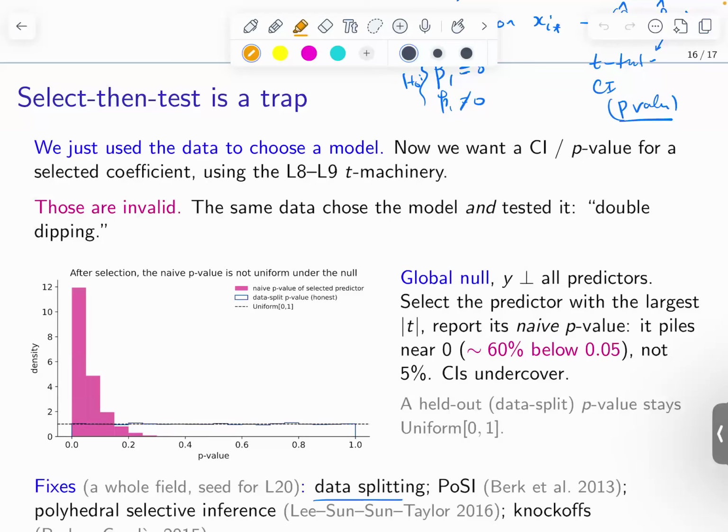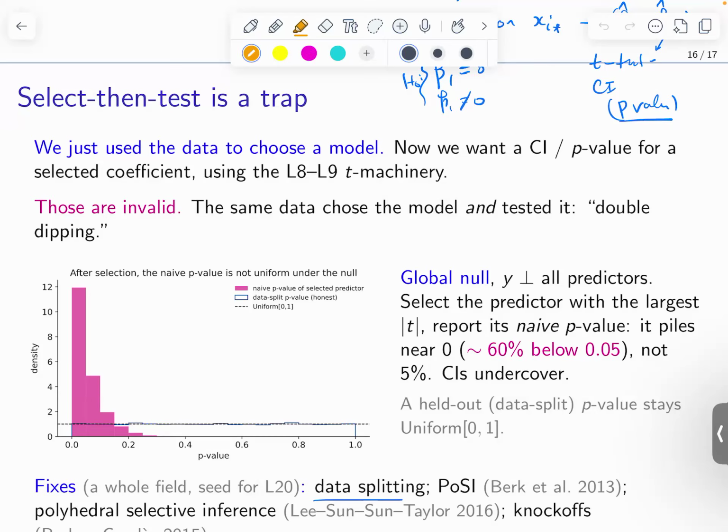If you use the full model, and if all the assumptions are correct, like the linearity, let's say Gaussianity and so on, then yes, what we did is okay.